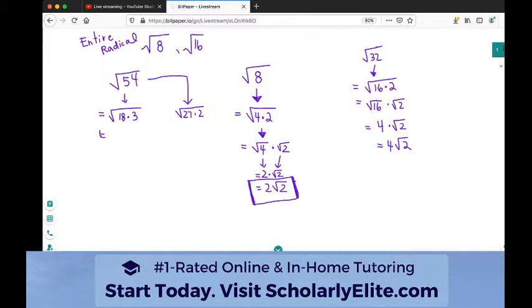Now, it doesn't really matter which one of these I start with because it's going to give me the same answer in the end, and that's really the most important thing. It's important to understand the algorithm and the steps, but whether you do it one way or the other, it doesn't really matter at all. Now, another thing I'm going to do is further break down this 18 into 9 and 2.